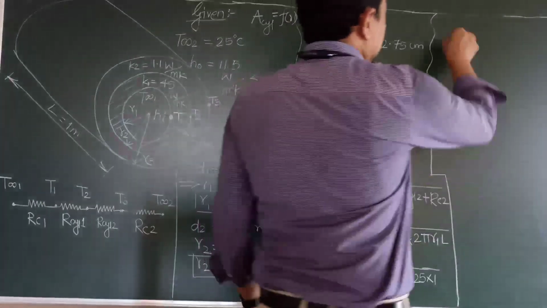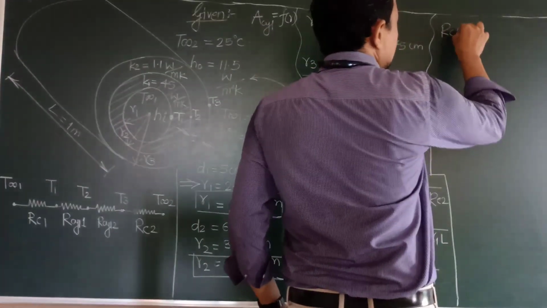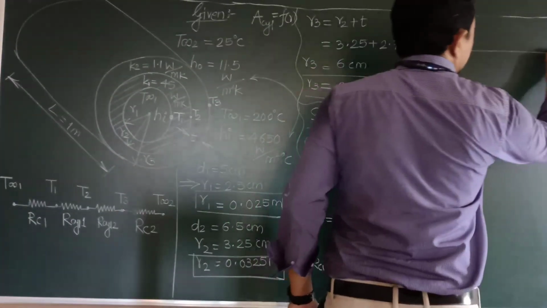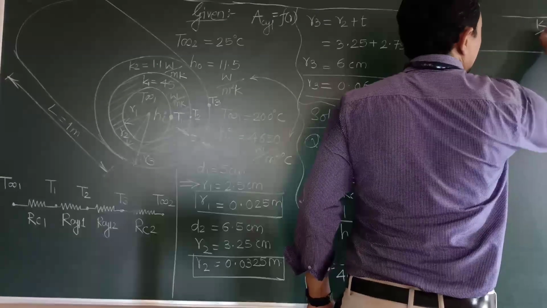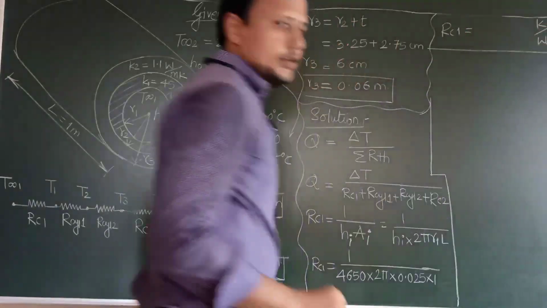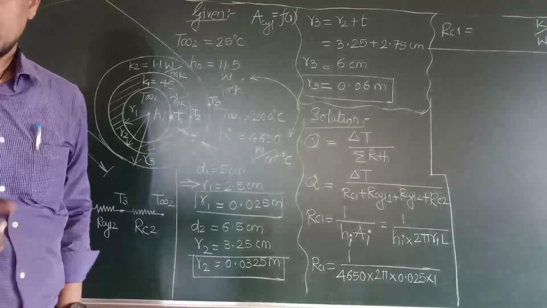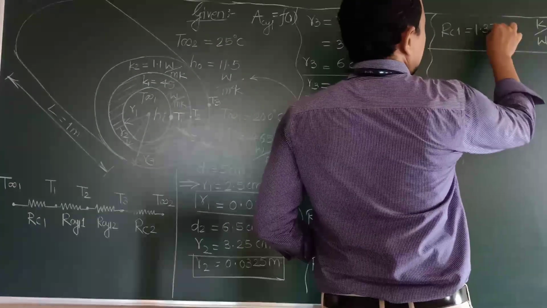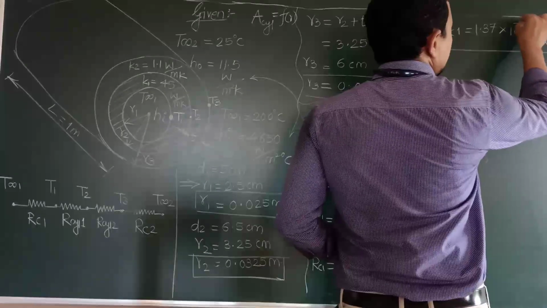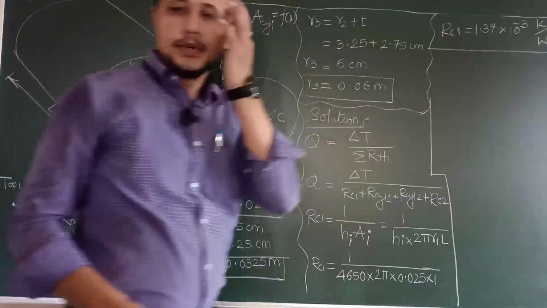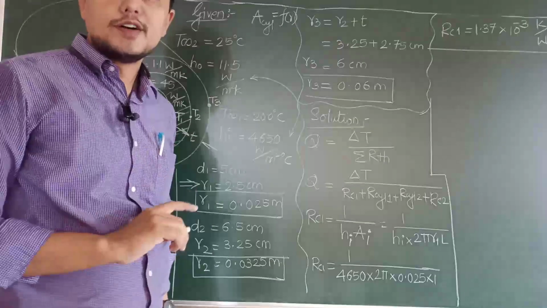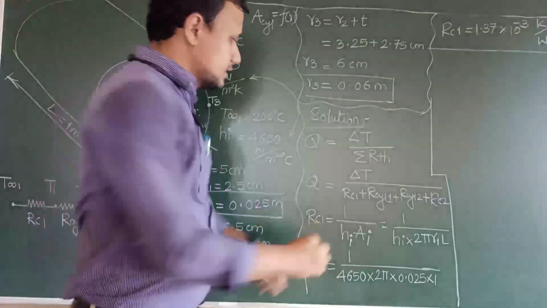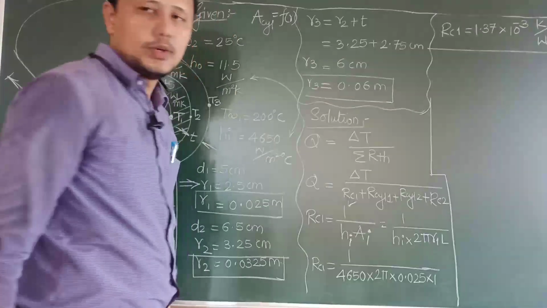Let us calculate that. You people should also calculate that in your calculator. The unit will be Kelvin per watt. When you solve it on the calculator, you get the value 1.37 into 10 raised to minus 3 Kelvin per watt. So that's your first convective thermal resistance. So the first quantity is calculated.